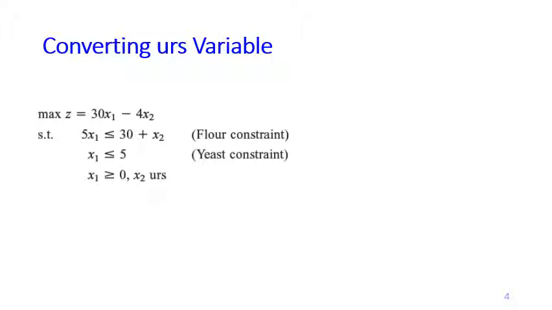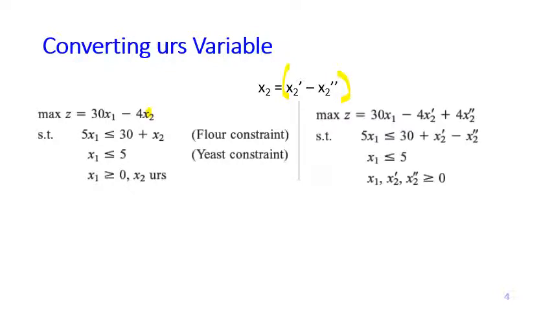So once we formulated the problem into a linear programming model, and then we see that x2 is a URS variable, we will transform x2 using this relation. In other words, we will replace all occurrences of x2 with x2 prime minus x2 double prime. So this is the result. And then be careful with the negative sign. So negative 4x2 means negative 4 times x2 prime, negative 4 times minus x2 double prime. So here's the result.